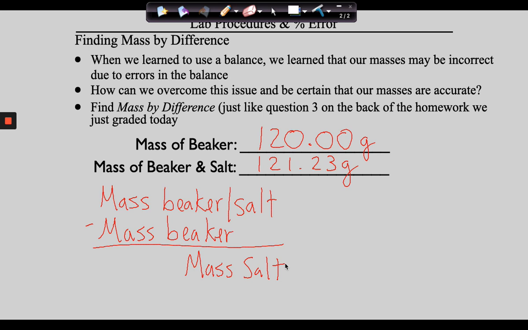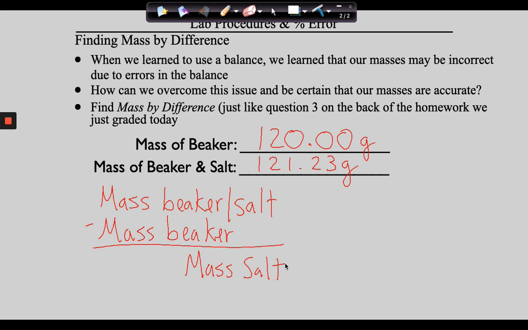Guys, notice that it is in columns. Notice that you can read it. Notice that it is not sloping up or sloping down. We are going to represent our calculations well. So this is the subtraction that we did. Mass of the beaker and the salt minus the mass of the beaker gives us the mass of the salt.